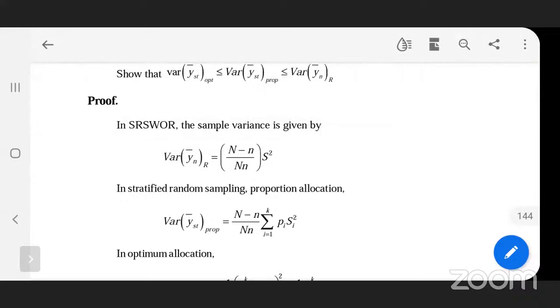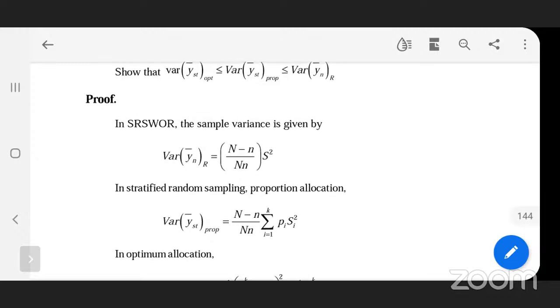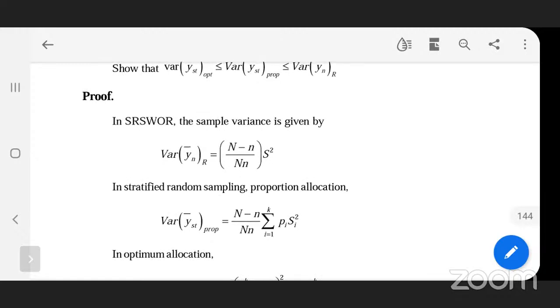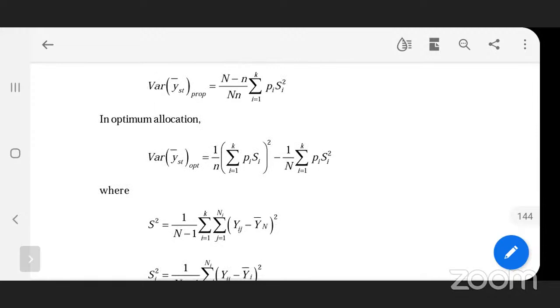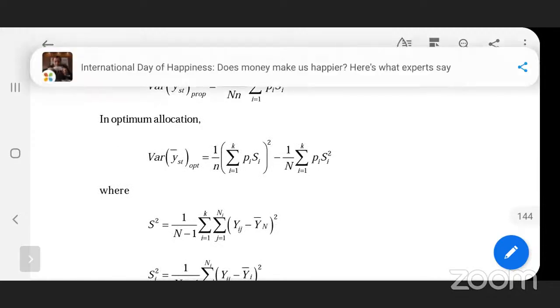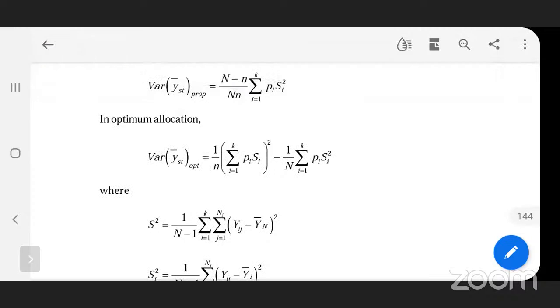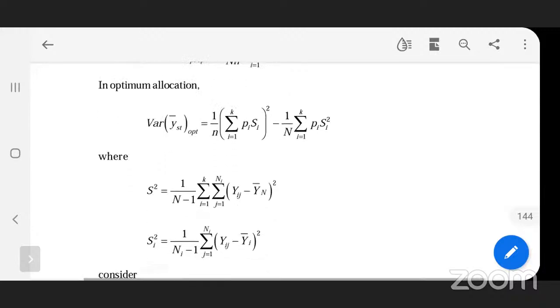the variance of y n bar R is given by capital N minus n by N into small n into S square. So for stratified random sampling with proportional allocation, the variance of y st bar proportional equals capital N minus small n by N n summation i equal to 1 to k P i S i square. For optimal allocation, the variance of y st bar optimal equals 1 by n into summation i equal to 1 to k P i S i whole square minus 1 by N into summation i equal to 1 to k P i S i square.